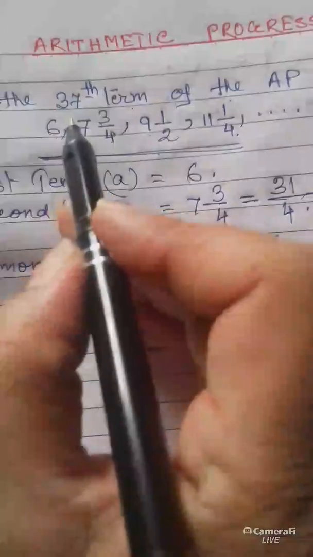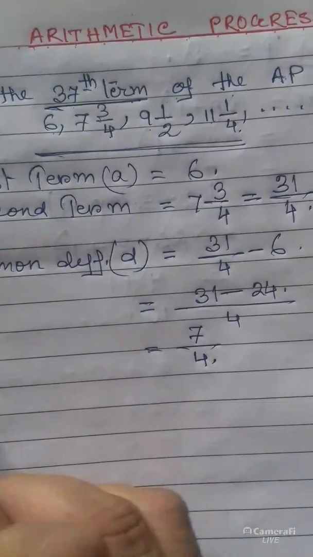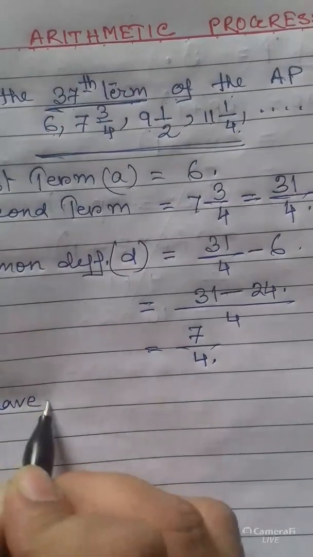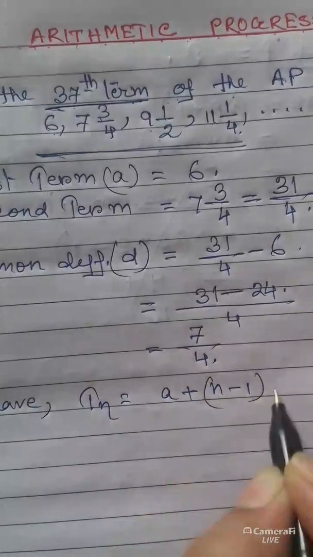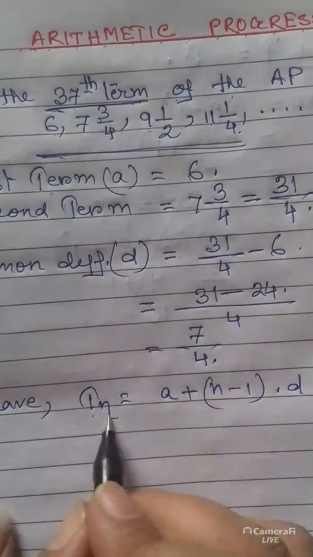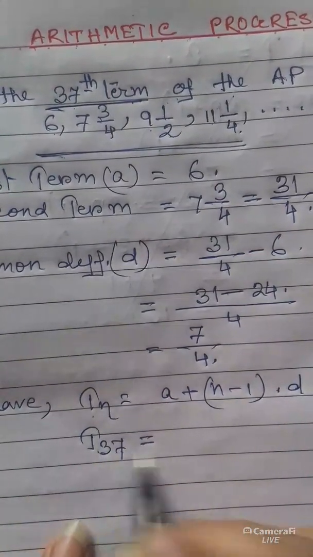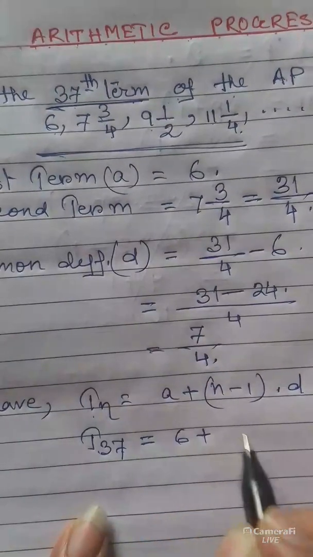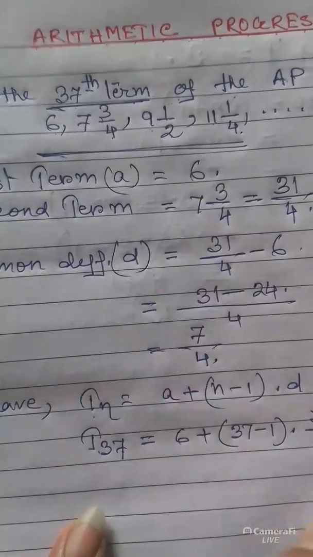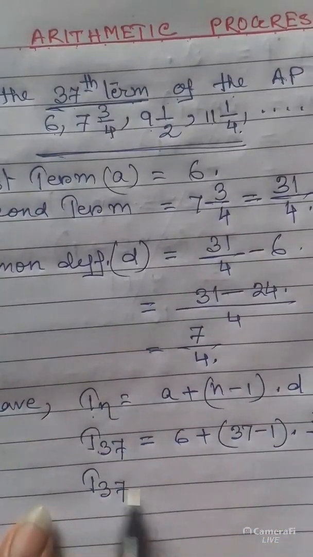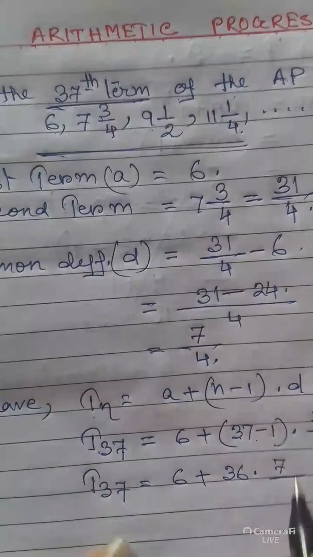Now we have to find the 37th term. 37th term means n equal to 37. So we know that Tn equal to A plus n minus 1 into D, and n equal to 37. So T37 equal to A, which is 6, plus 37 minus 1 into D, which is 7 by 4. So T37 equal to 6 plus 36 into 7 by 4.